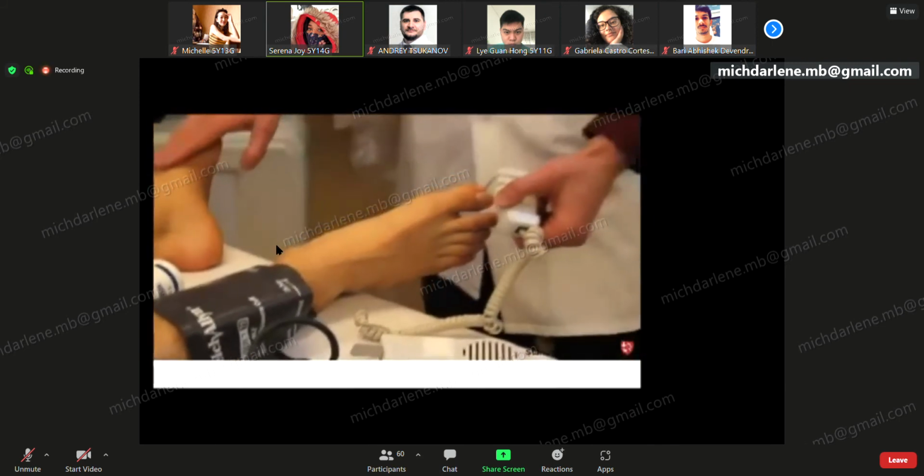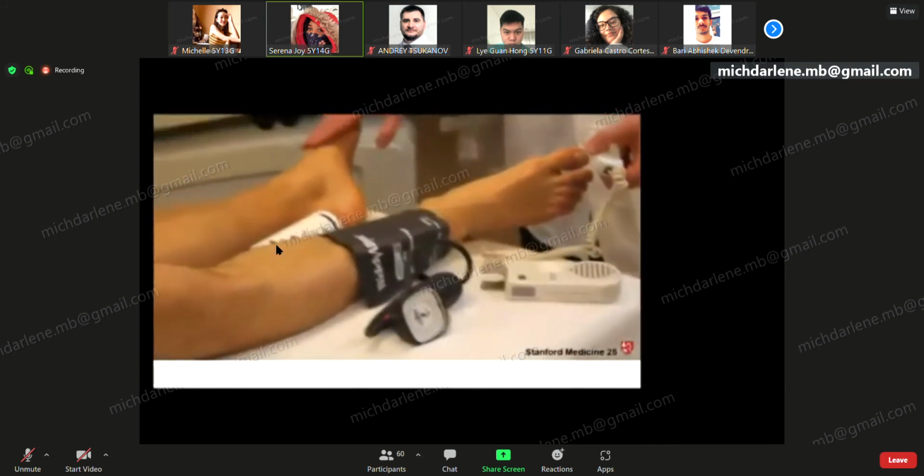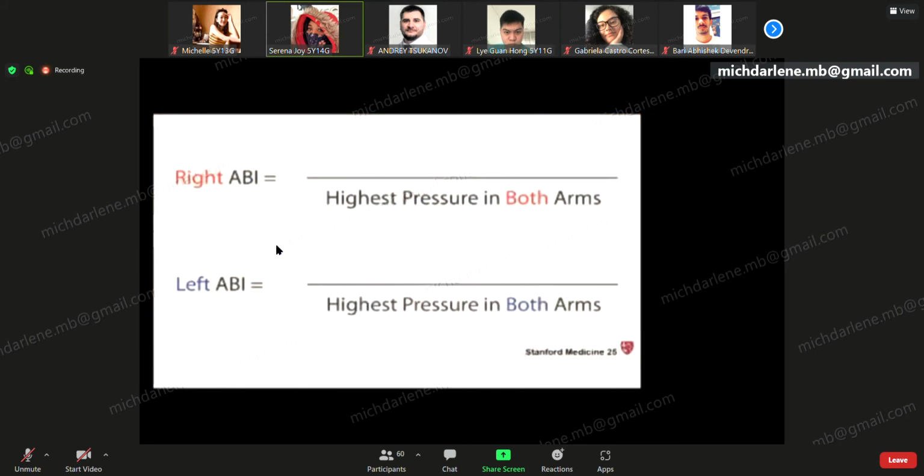And then what is done to create the ankle brachial index is you take the highest of the brachial pressures that you've measured, and that becomes your denominator. The numerator is the highest ankle pressure in the right leg and the highest ankle pressure that you've measured in the left leg, to give you the right and the left ABIs respectively.